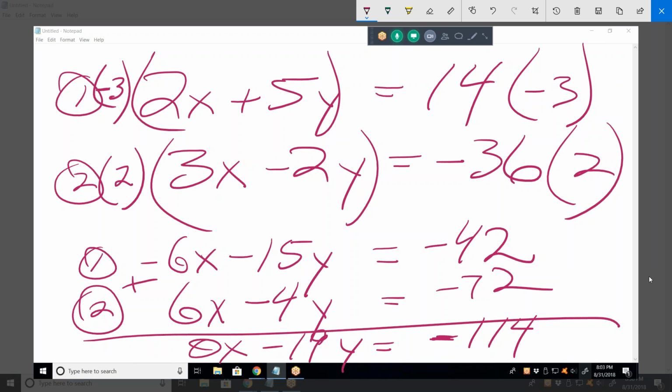It's not a whole number, is it? What is 114 divided by 19 on your calculator? Here's where it helps to use a calculator. Is it? Oh yeah, it is a whole number, yeah. And is it positive or negative?